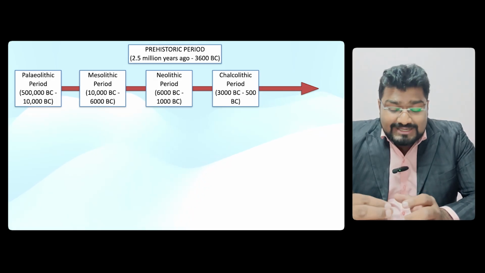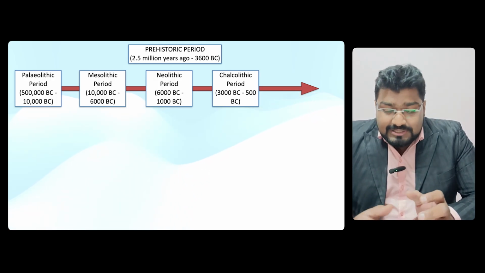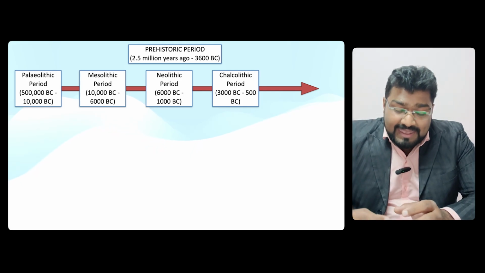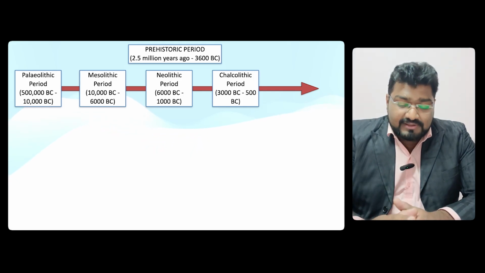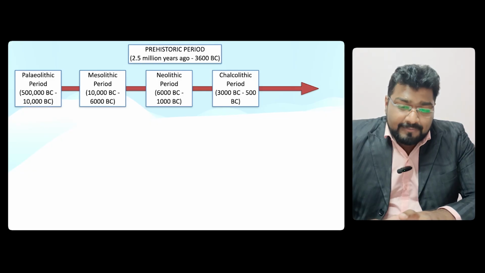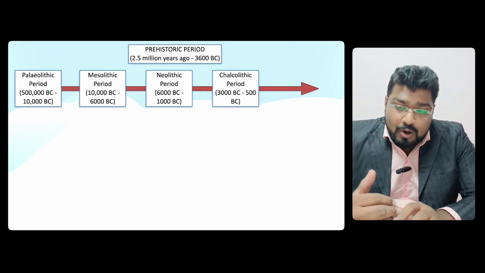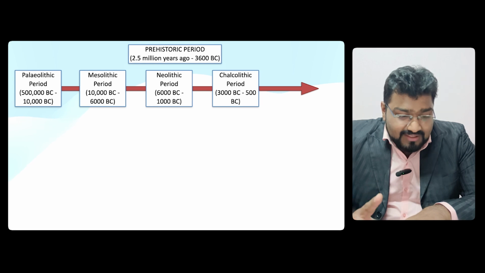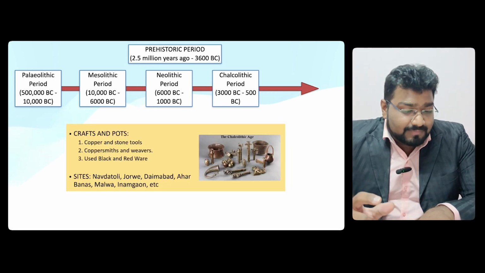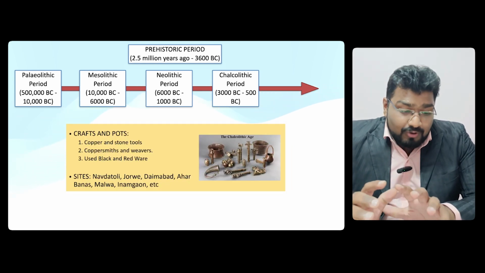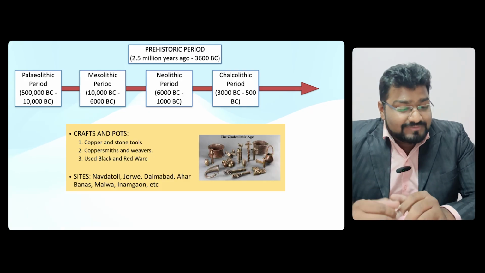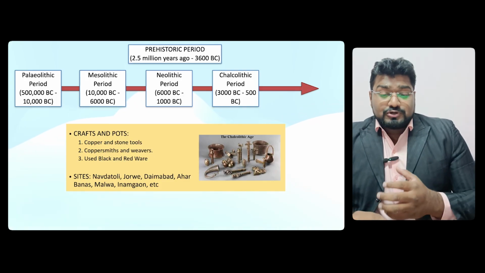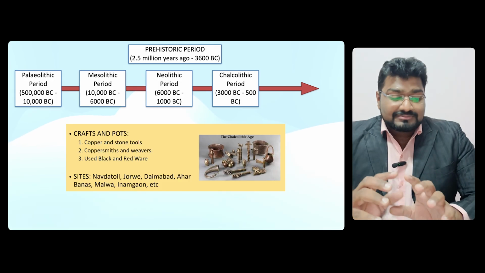Now it was soon discovered that not only stones but metals could also be utilized. Okay, metals gave man both beauty and strength. Across central India, painted pottery and copper tools whispered the stories of a new dawn. Now we'll see here the Chalcolithic age. Copper and stone, both tools were utilized. Coppersmiths were there, weavers were there. Use of black and red ware was done.